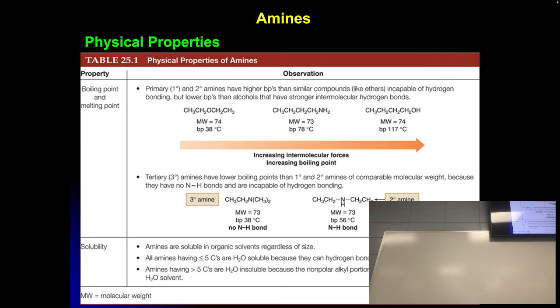Solubility. Amines are going to be soluble in organic solvents. We just saw that when we did the example with the separatory funnel. Amines are going to have similar water-soluble properties as alcohols, so that 5-carbon rule still holds here. So amines that have 5 or fewer carbons for every amino group will be soluble because they can form hydrogen bonds with water. If you get to 6, 7, and 8 carbons, they'll start to be insoluble. As you see here, anything with greater than 5 carbons tends to not be soluble in water.